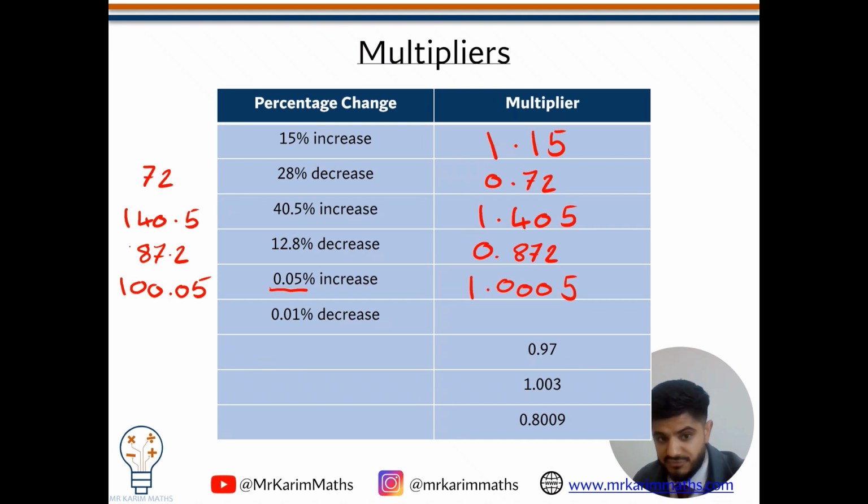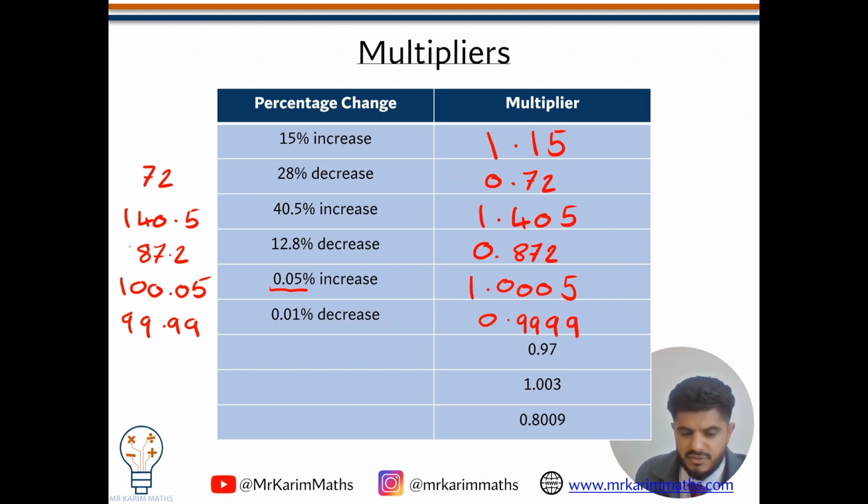0.01% decrease. So 100 minus 0.01, which leaves me with 99.99. Divide by 100, which will be 0.9999. And there you go. I've got my multiplier. Now, for the next three values, I've given you the multiplier. I want you to tell me what the percentage change is.